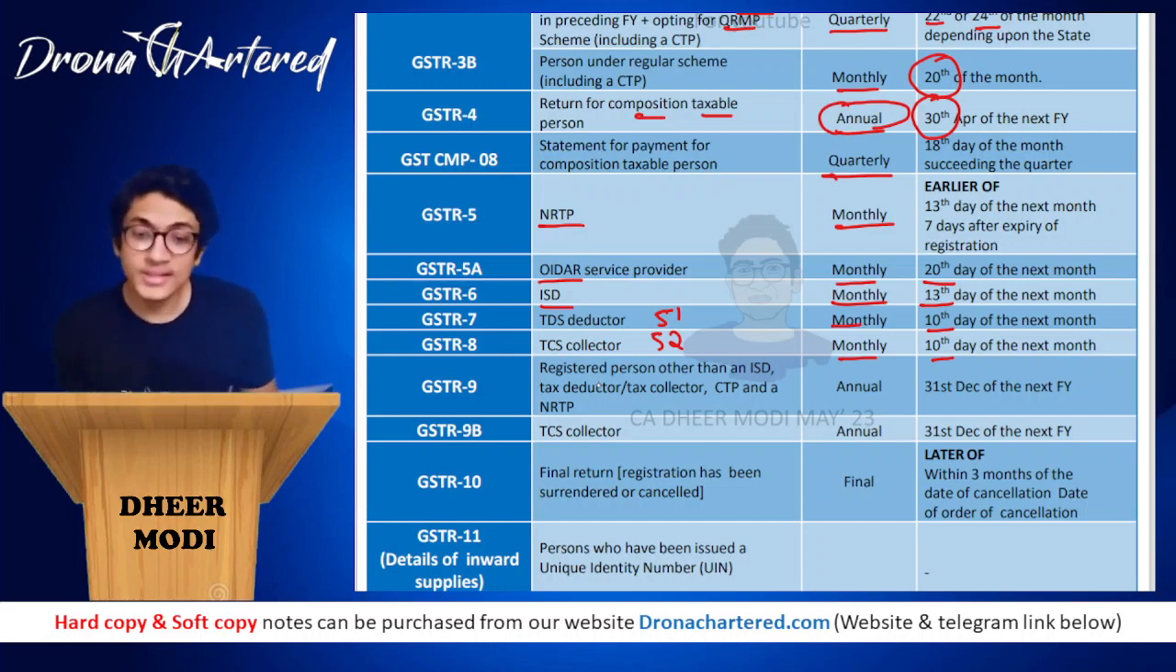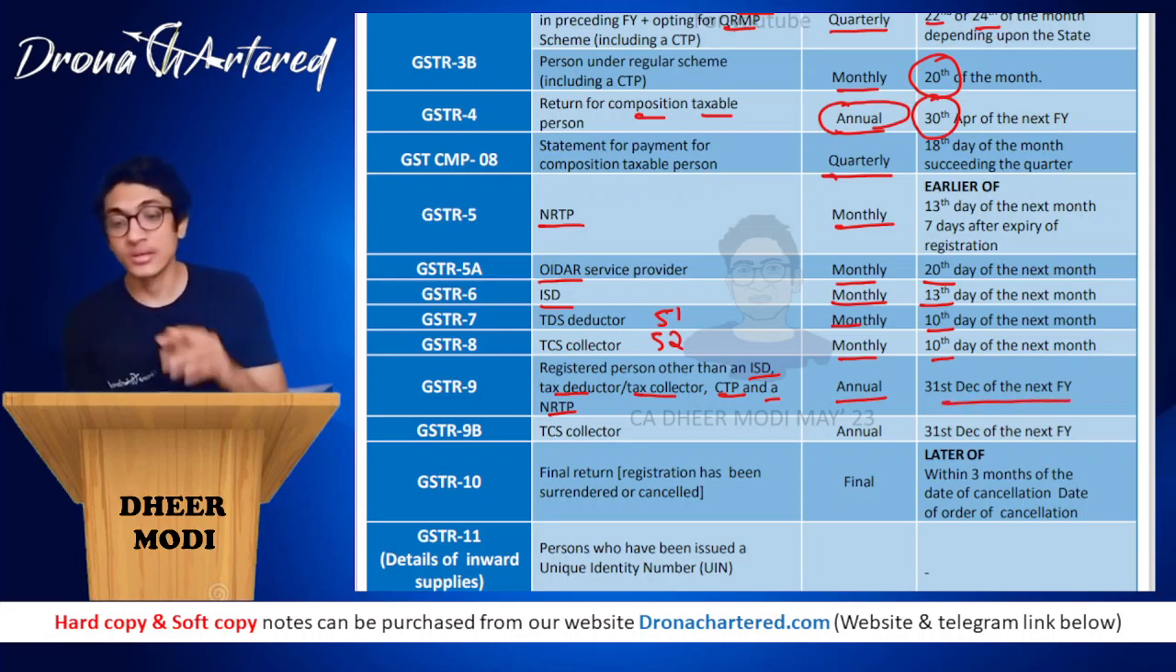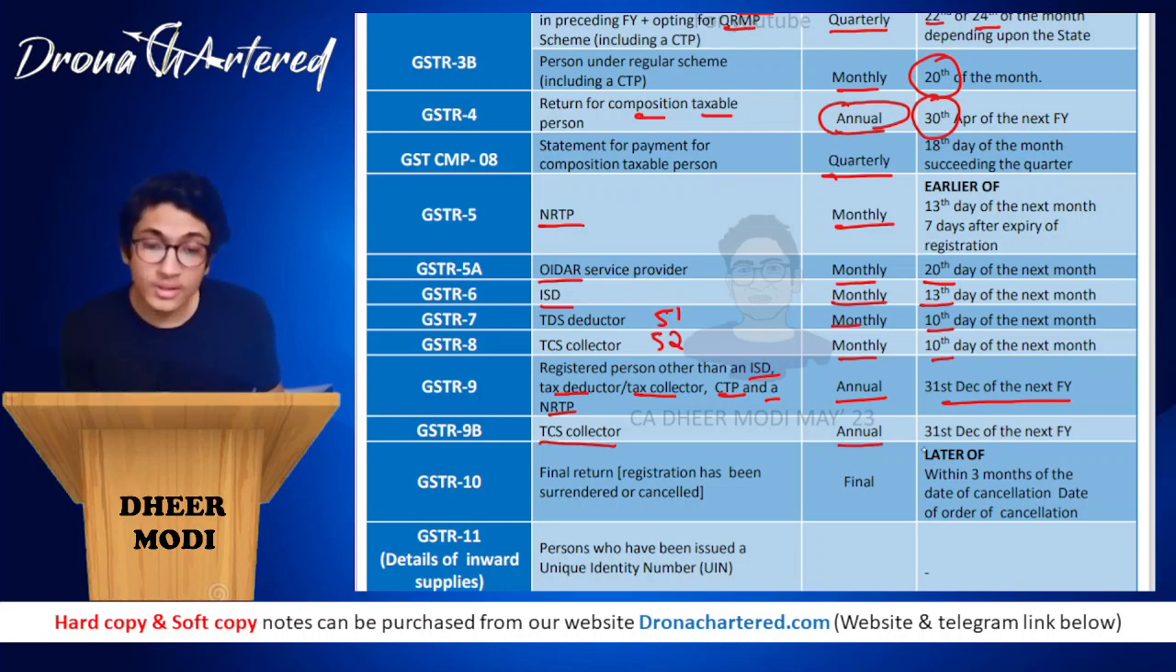Okay, now your GSTR 9 is for a registered person other than an ISD, TDS, TCS, CTP and NRTP. So all other people apart from this, they have your annual return, that is 31st December of the next financial year. So basically all your normal people come under GSTR 9. Then your GSTR 9B is annual, is your TCS collector. So TCS collector, the person who collects TCS, his annual return comes under GSTR 9B and that has to be done by 31st December of the next financial year. Both of them have the same date.